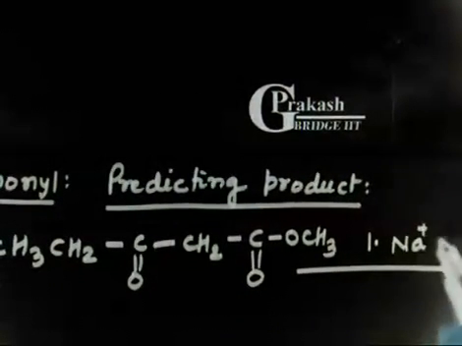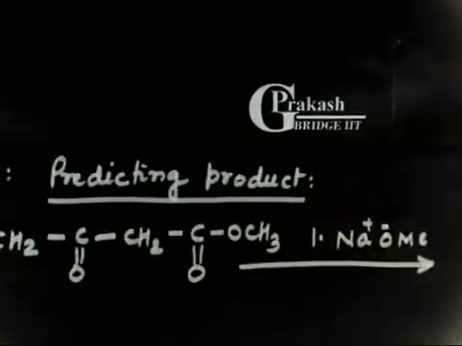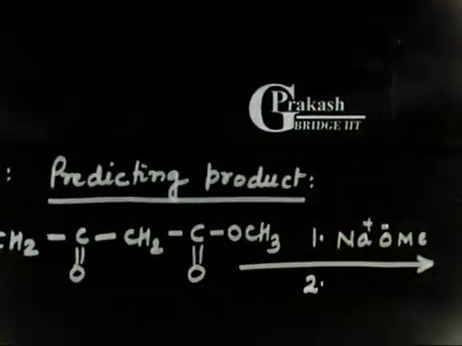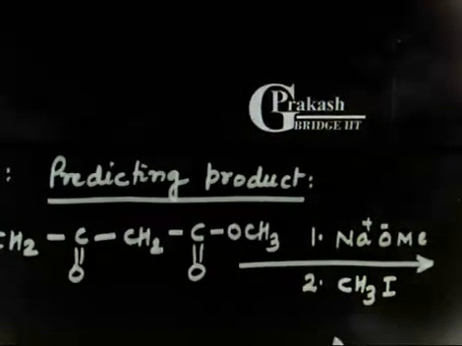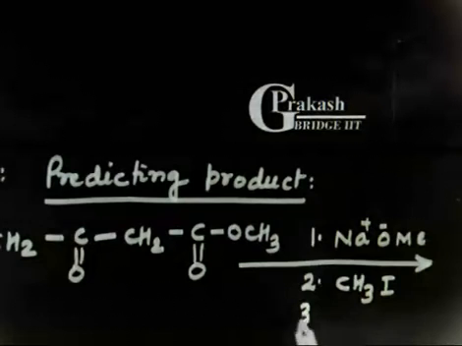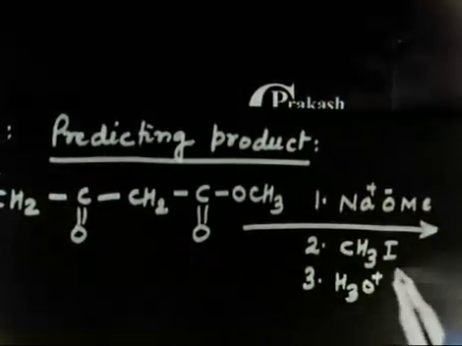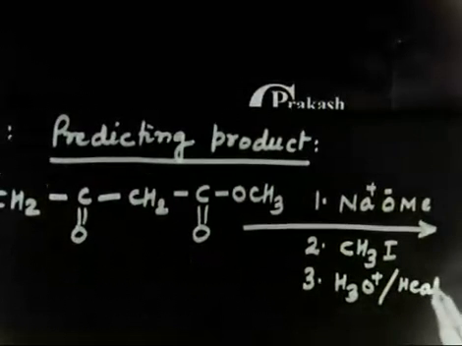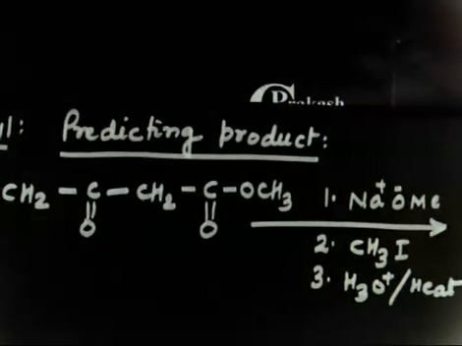Now the reagents used are, first, NaOMe, so Na plus OMe minus, which will act as a base. The second reagent is CH3I, and the third reagent is H3O plus, and heating is also there. So you have to write down the final product. Let me give you 1 minute. I think all of you can do this one.